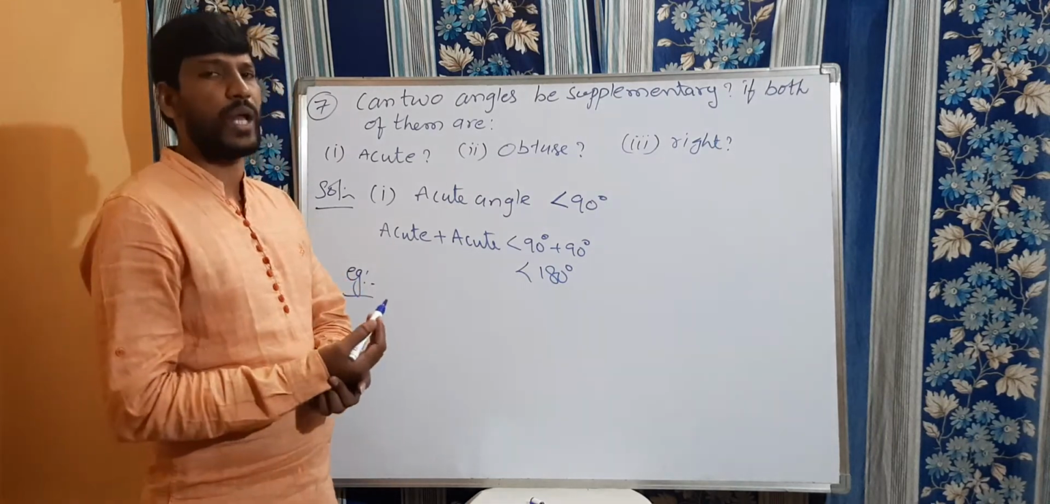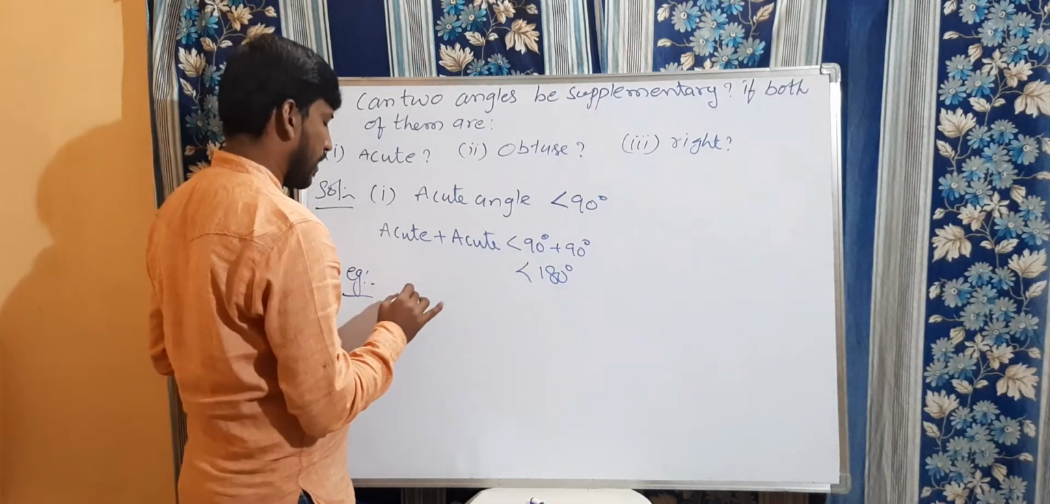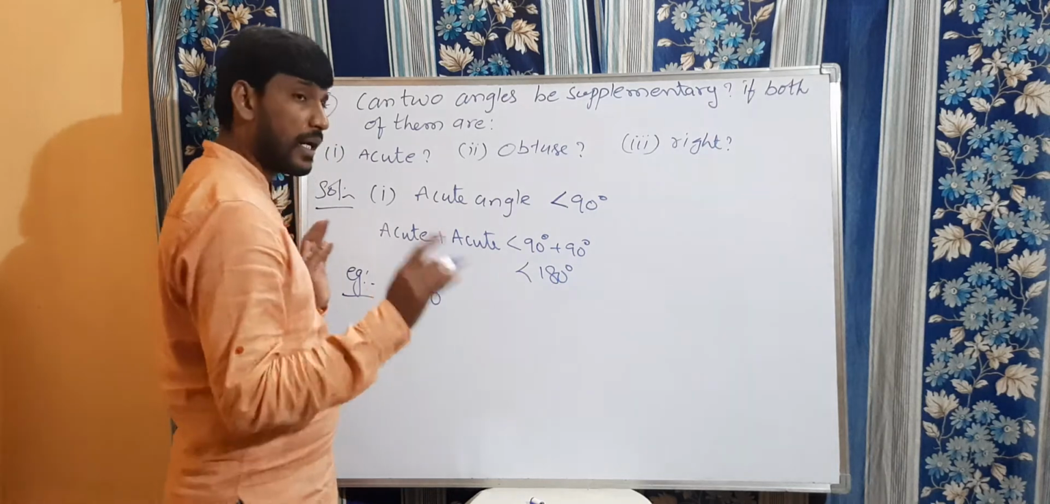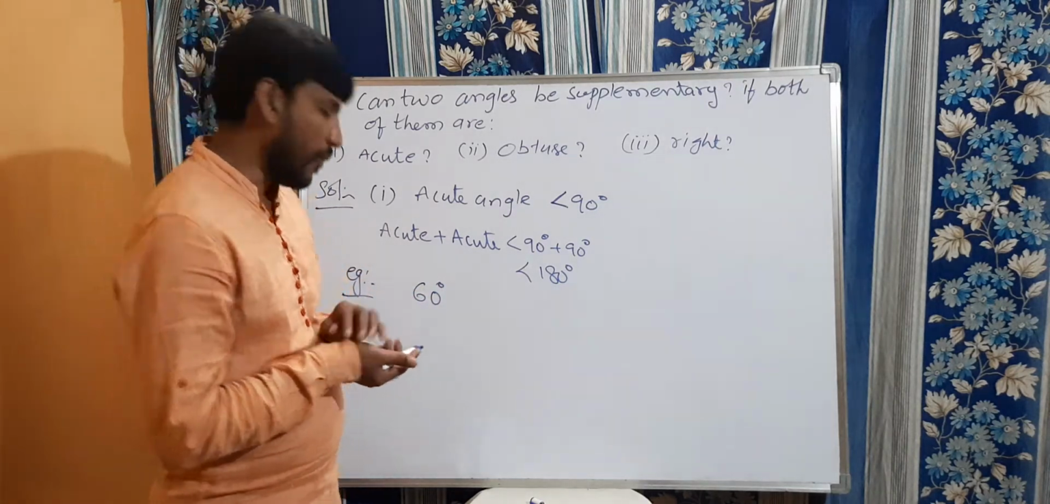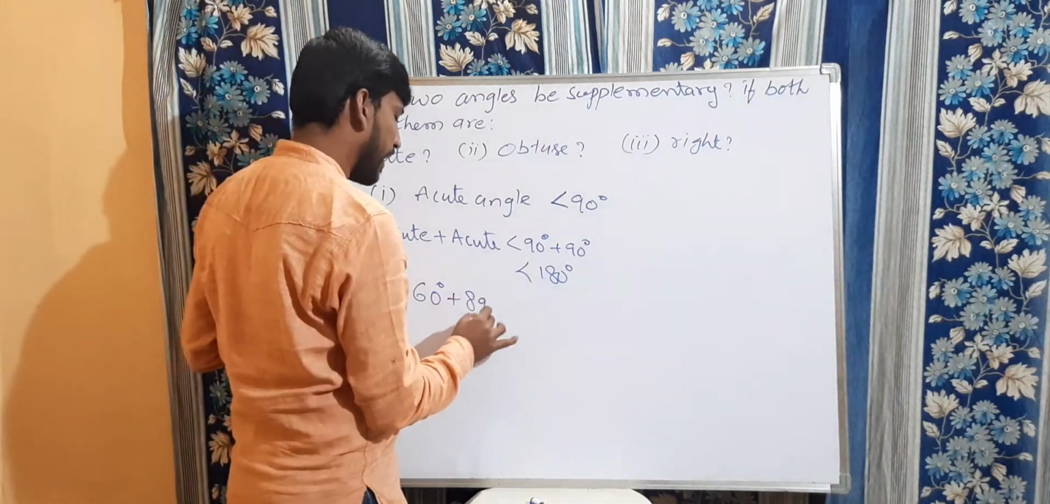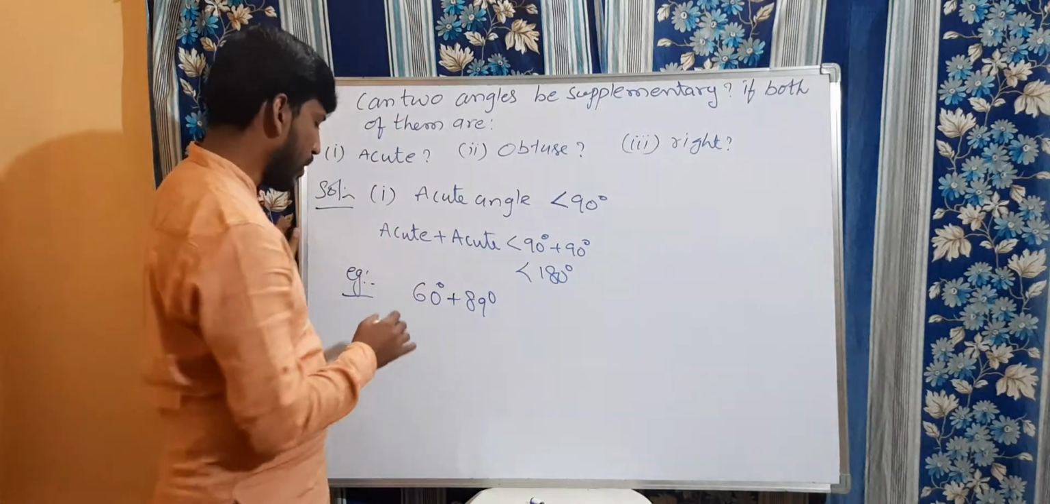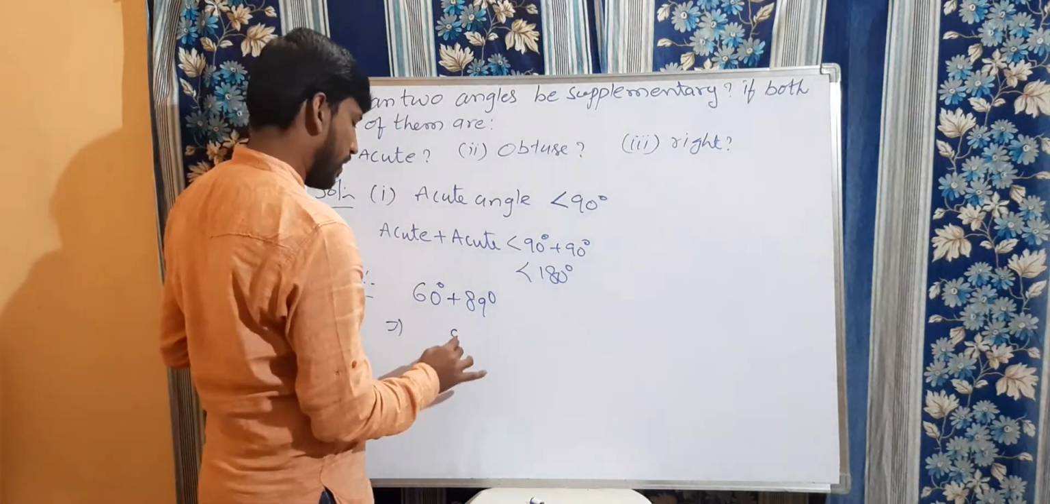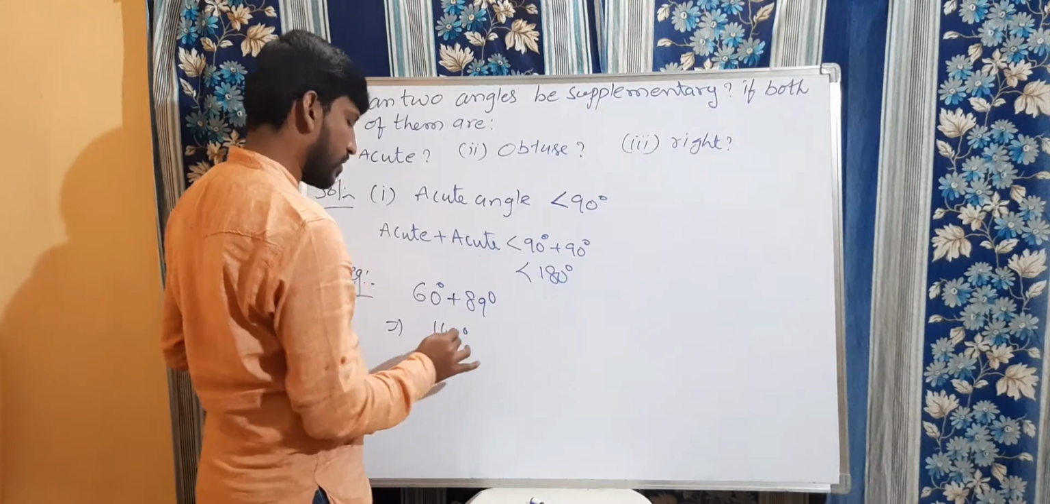You can take any acute angle. Let us take an acute angle of 60 degrees. Let us take one more acute angle, which is 89 degrees. The sum of these two, how much is it? This is 149 degrees only.